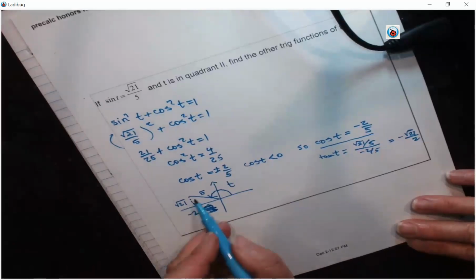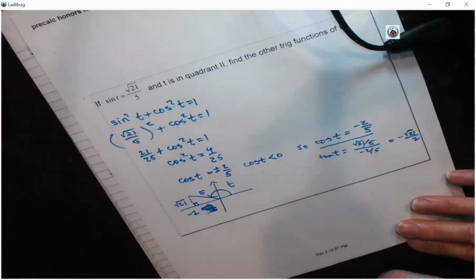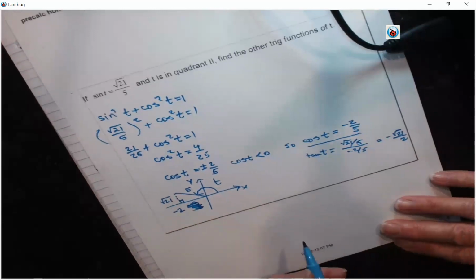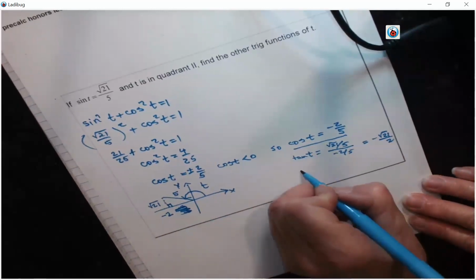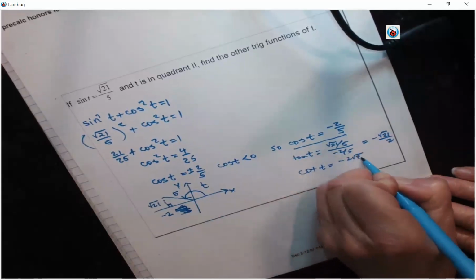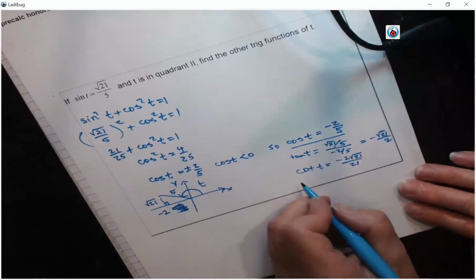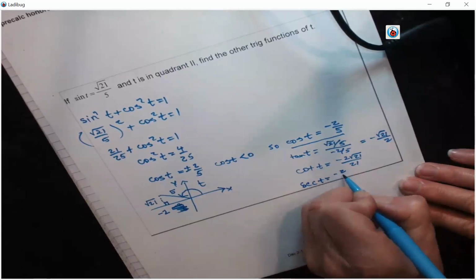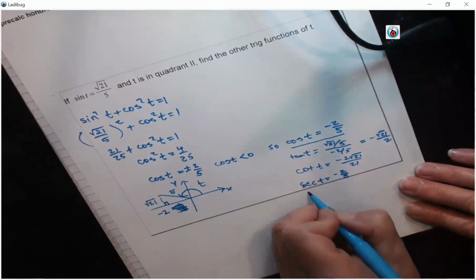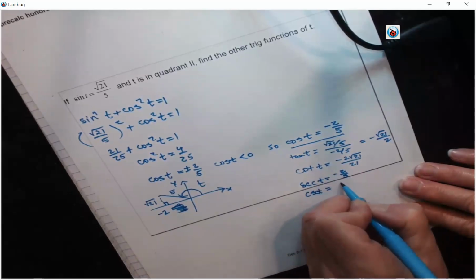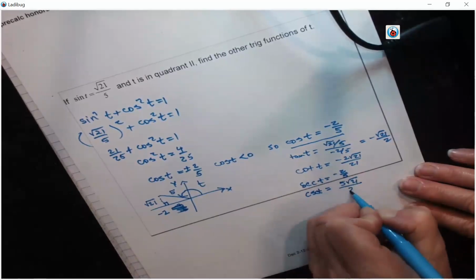Because if I did, 25 minus 21 would give me 4. And I need a negative there because I'm to the left of the y-axis. So here's x and here's y. With that kind of a picture, the cotangent of t is just equal to -2 square root of 21 over 21, the reciprocal of the tangent of t. The secant of t is -2/5, the reciprocal of the cosine, and the cosecant of t is equal to 5 square root of 21 over 21.